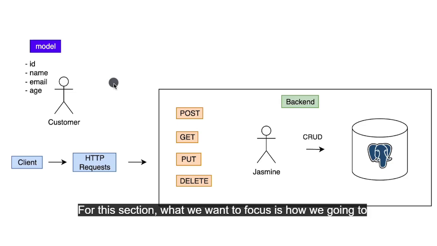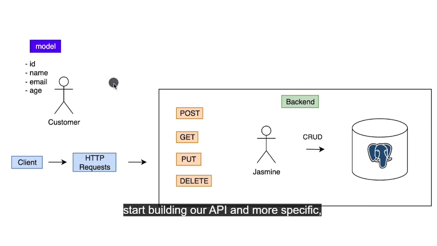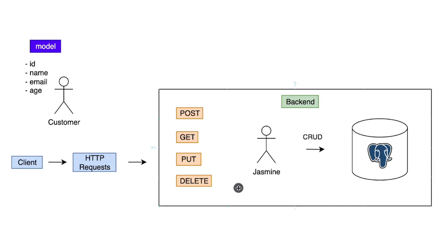For this section, what we want to focus on is how we're going to start building our API, and more specifically, how we're going to start with a customer. So this is our model with these properties: ID, name, email, and age, and how from the client we will be able to send HTTP requests to our API and basically use some of these methods in here. So post, get, put, and delete.